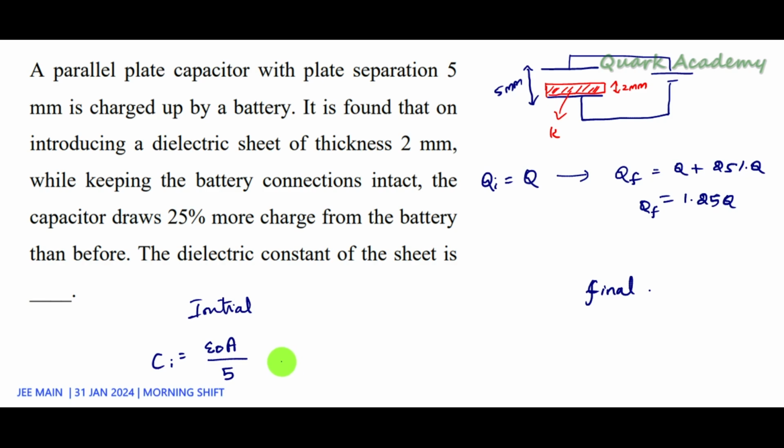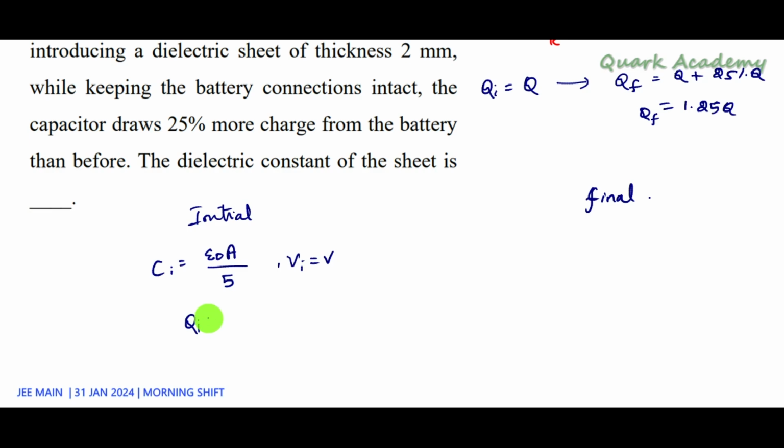So this is the initial capacitance, the initial voltage is V and the initial charge is Q. And finally, let me draw that figure one more time. We have the plates and this dielectric, this is 2 millimeter. So this is going to be 3 millimeter. Now this setup we can convert into a circuit by considering that there are two capacitors, C1 and C2.